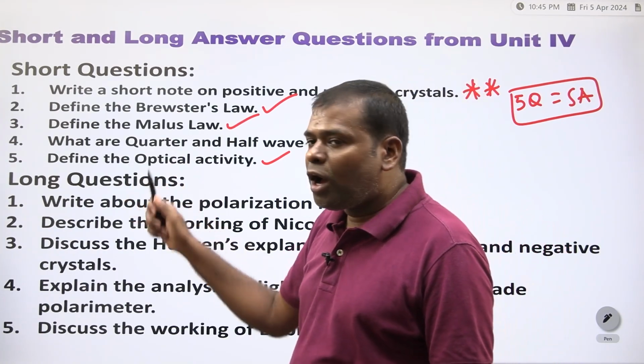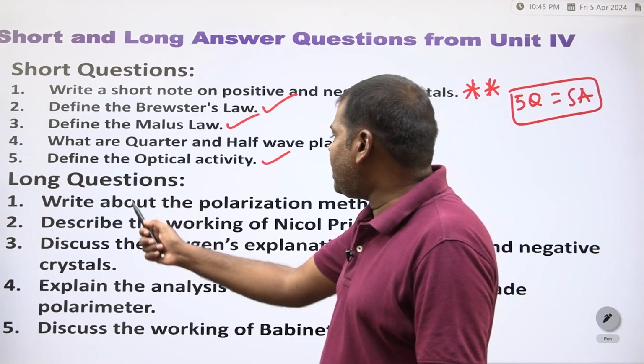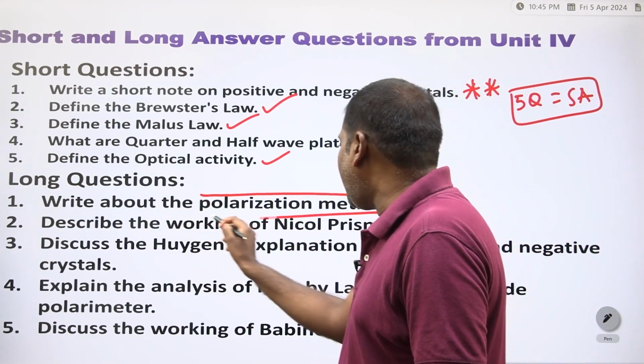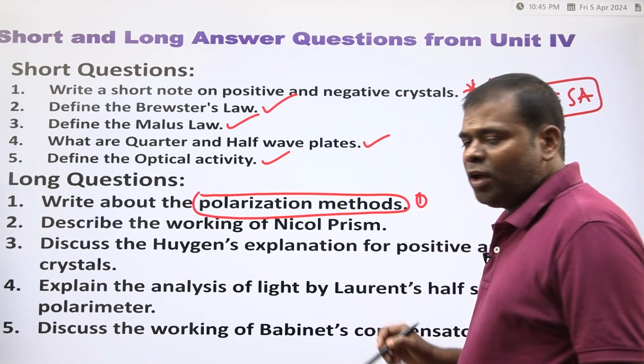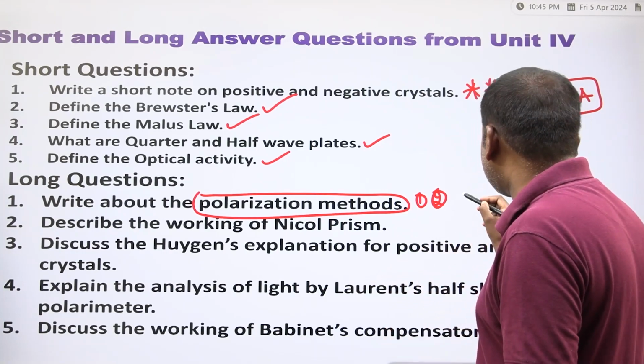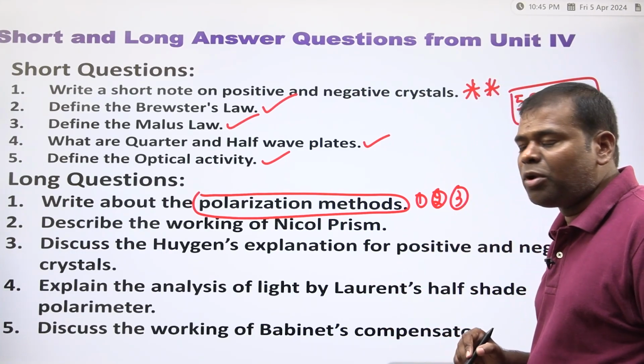Right. Next, the long questions you have to see. Write about the polarization methods. Already I told you, there are 5 polarization methods. One is due to reflection. Another one is due to refraction. The third one is due to double refraction.